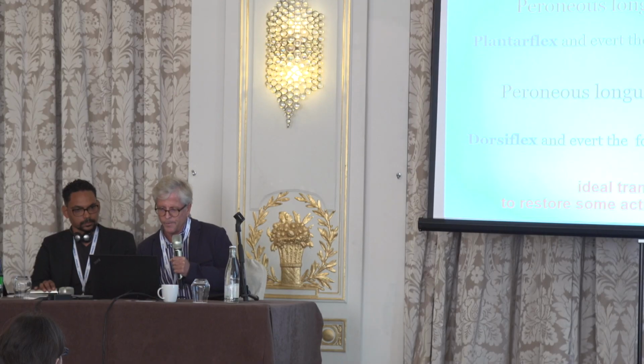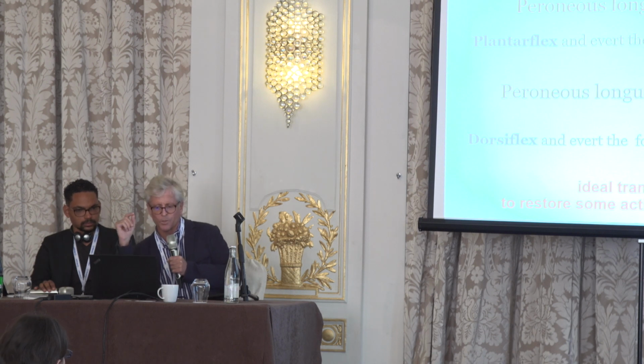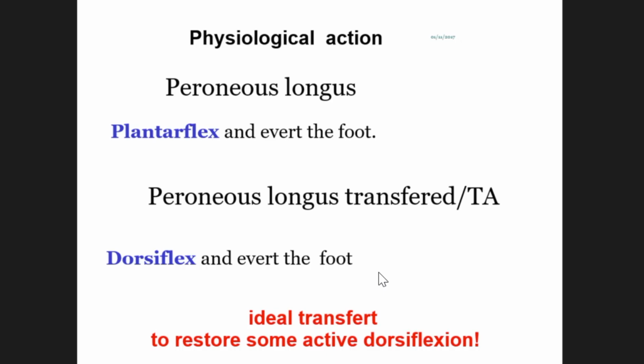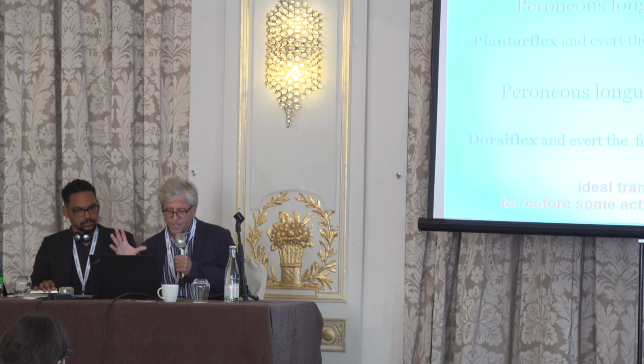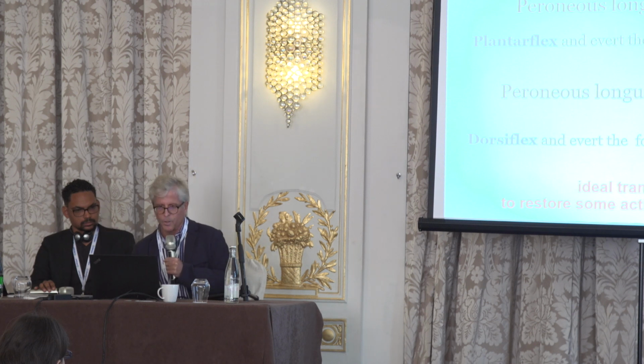The last but not least is the physiological action of this muscle. Peroneus longus is a plantar flexor muscle and inverts the foot. When you transfer the peroneus longus onto the tibialis anterior tendon, you convert this physiological action into a dorsiflexion and inversion of the foot. So it could be an ideal transfer to restore some active dorsiflexion, which is not possible with hemi-tibialis anterior or peroneus brevis.